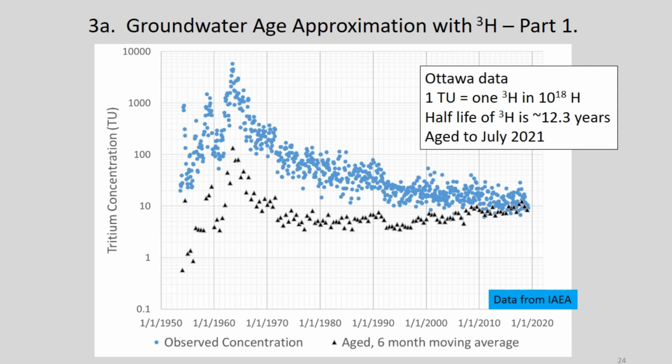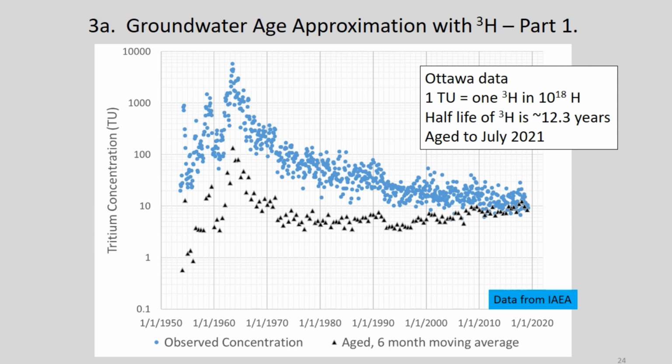And the units, concentration units, are tritium units. And 1 tritium unit is 1 tritium atom in 10 to the 18th hydrogen atoms. The half-life of tritium is 12.3 years. So say if I have a pound of tritium today, in 12.3 years, I'll have half a pound of tritium.